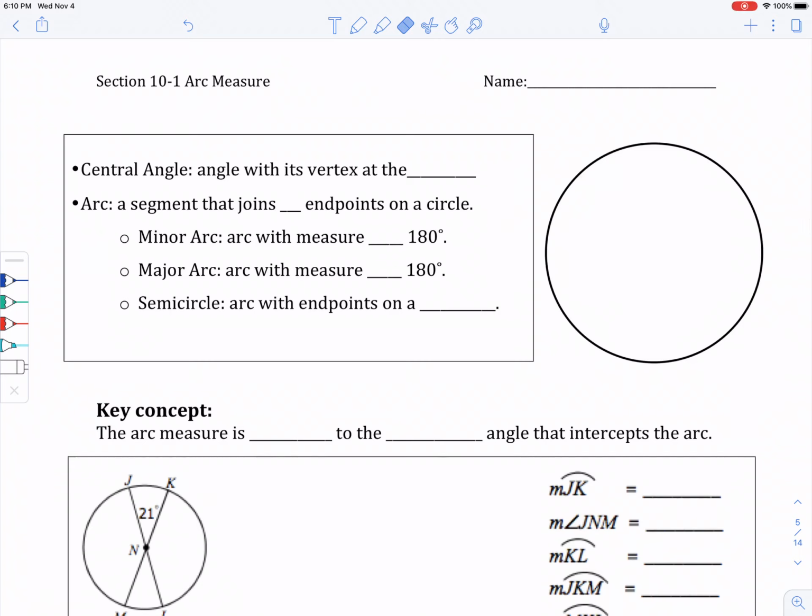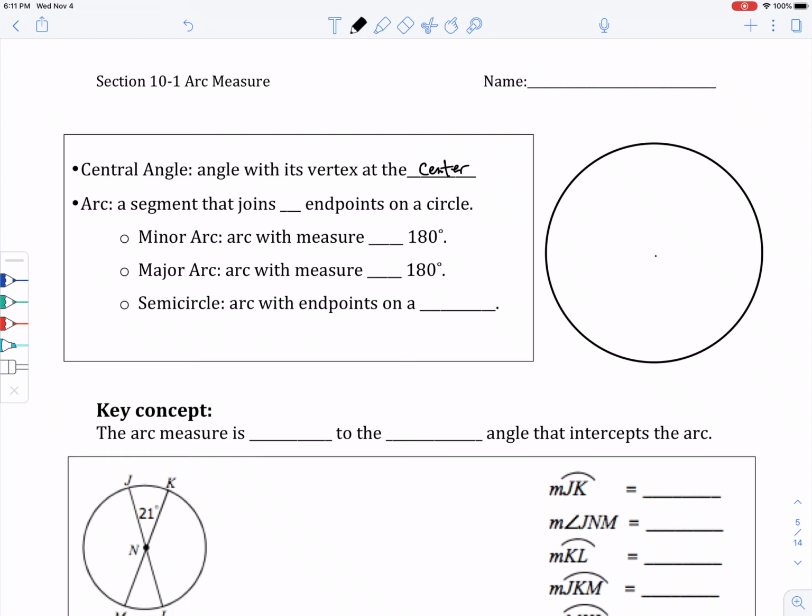In this video, we're going to talk about arc measure. There are a couple of things we want to talk about: the central angle, first of all, and two different types of arcs, a minor arc and a major arc. Firstly, a central angle is an angle with its vertex at the center, just like it says, central angle. So from the center, we will create our angle.